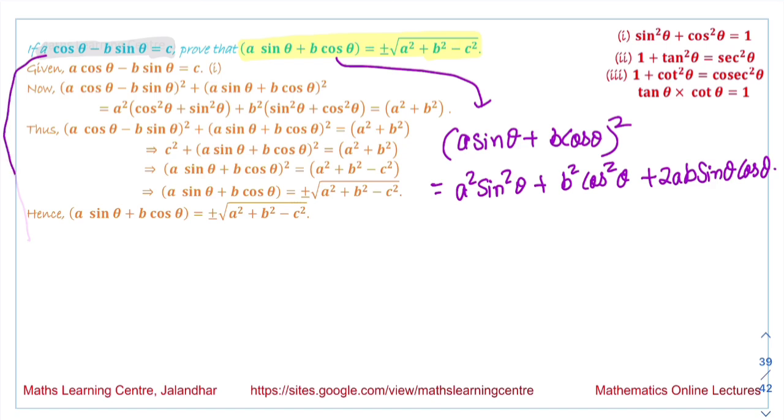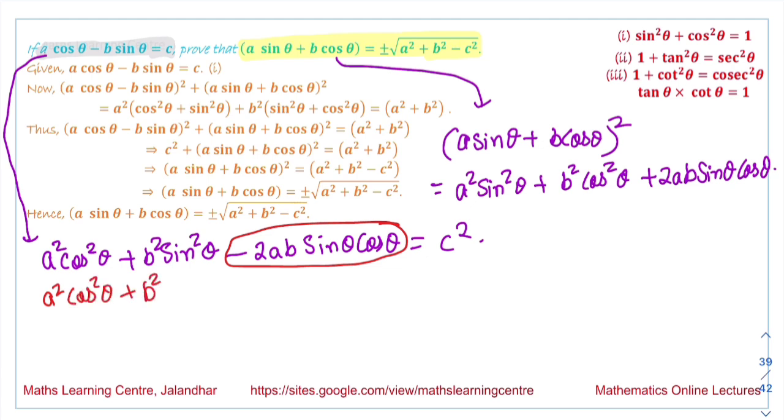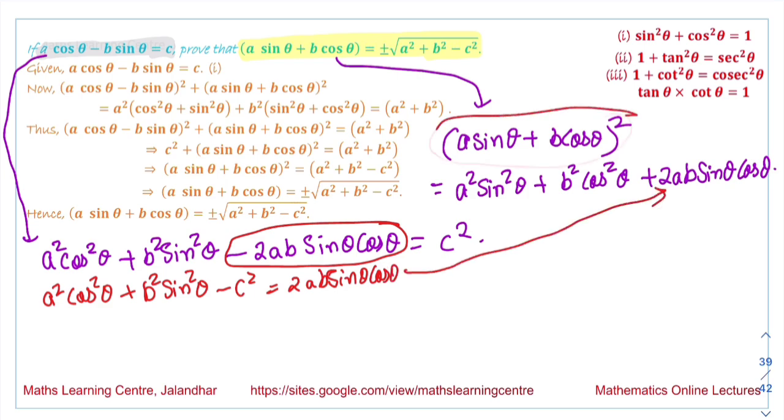Now if we look at this term over here and we square both sides, it is a square cos square theta plus b square sin square theta minus 2ab sin theta cos theta, and this value is equal to c square. So from this equation we can see that 2ab sin theta cos theta is equal to a square cos square theta plus b square sin square theta minus c square. We substitute this value over here. We are calculating the value of this term.